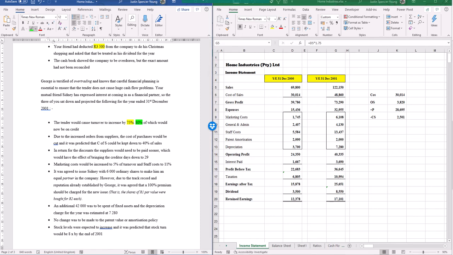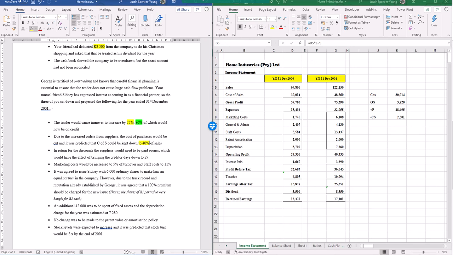I'm simply going to go on to the cost of sales and look for some information here. Due to the increased orders from suppliers, cost of purchases would be cut and predicted that the cost of sales would be kept to 40% of sales. Well, that's nice of them. So what they're doing here is they're simply saying that is 40% of sales. So take the sales number and multiply it by 40% and you've got a cost of sales. Subtract that to get a GP.